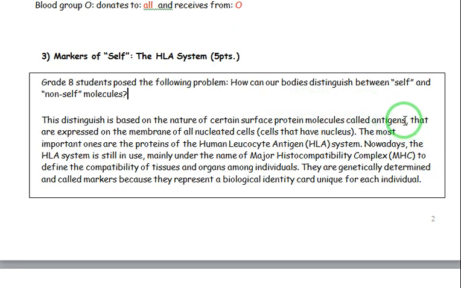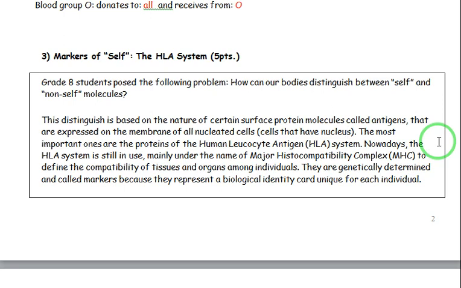So antigens are certain surface protein molecules that are expressed or located. Where are they located? On the membrane of all nucleated cells. Nucleated cells are the cells that have a nucleus. Not all cells have a nucleus, okay? The most important ones are the proteins of the human leukocyte antigen, which is the HLA system.